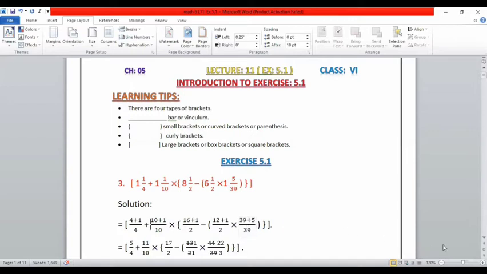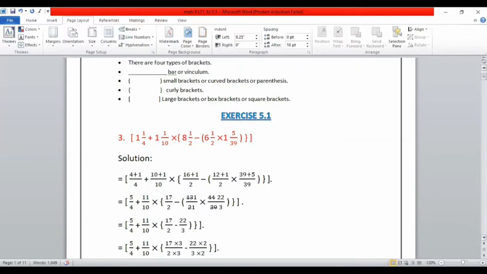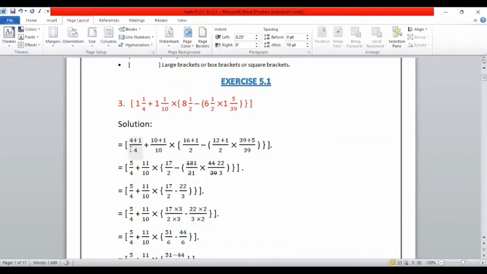Dear student, after that we have to add all these values: 4 in 5, 4 in 1, 5, 10 in 1, 11, and 16 in 1, it will become 17 minus, small bracket started, 16 plus 1. Here 16 plus 1 is 17. Here 12 plus 1 is 13. 39 plus 5 will become 44. And in the down.